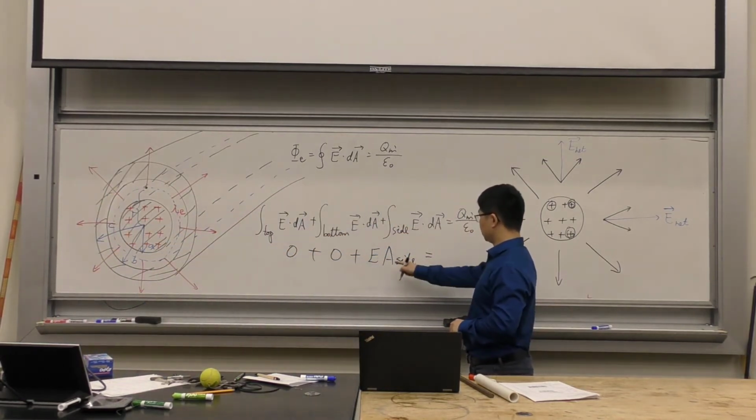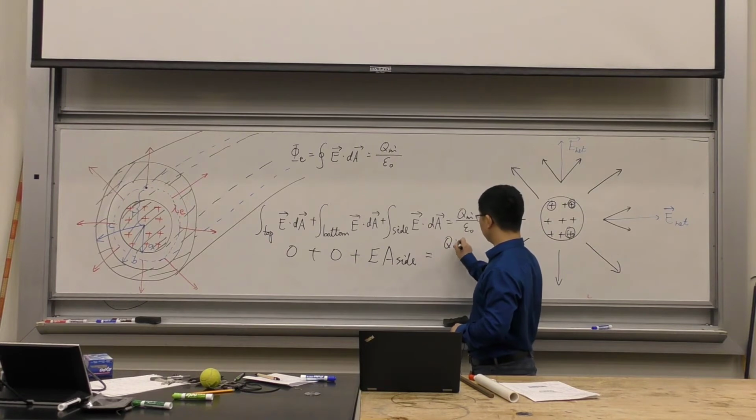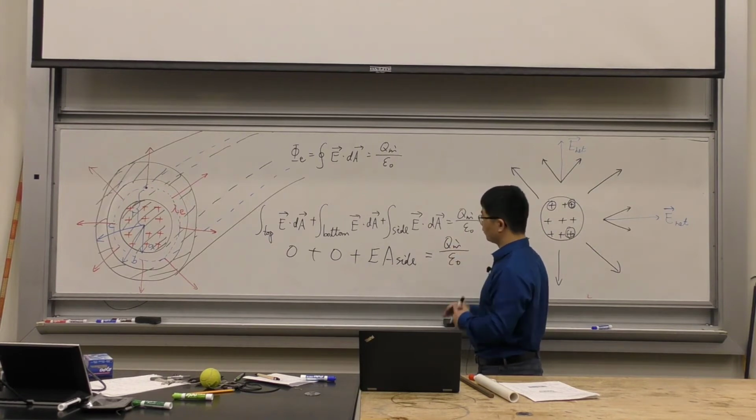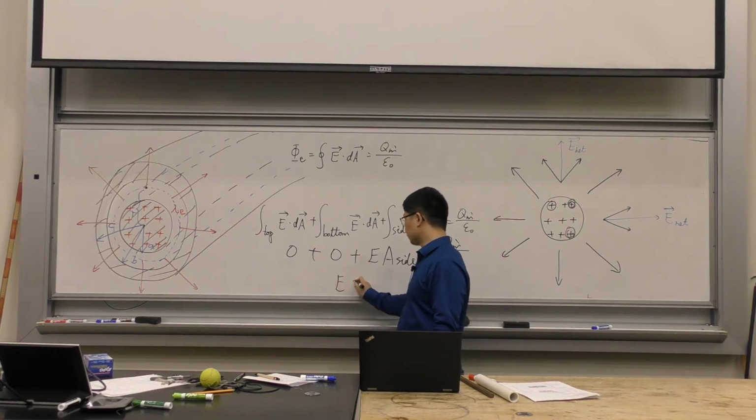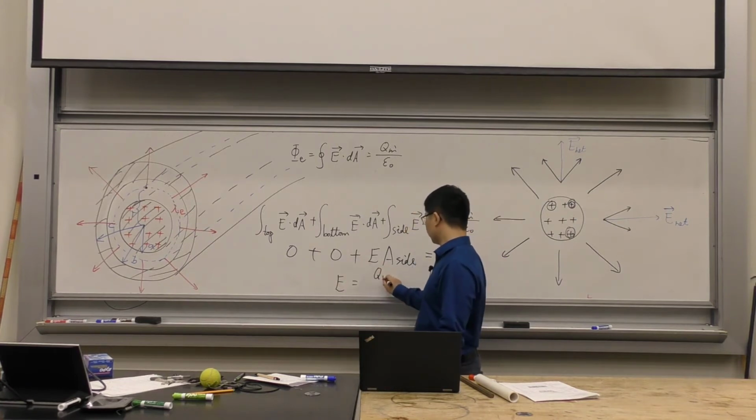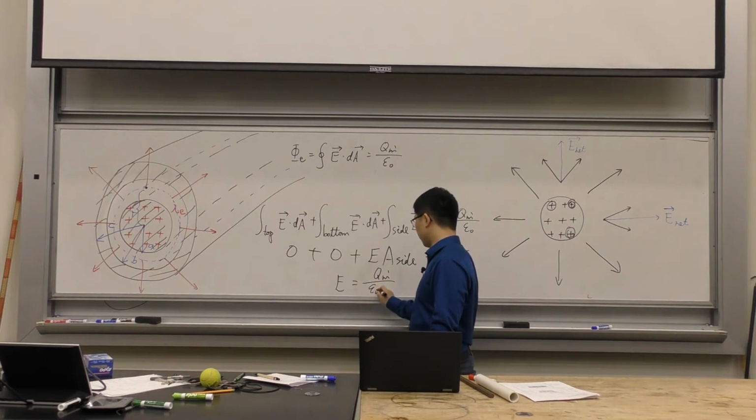Now this is E times A, Q in over epsilon naught. So how do I find the electric field? Don't forget what we're doing. We're still trying to find the electric field. So it's going to be Q in over epsilon naught A.